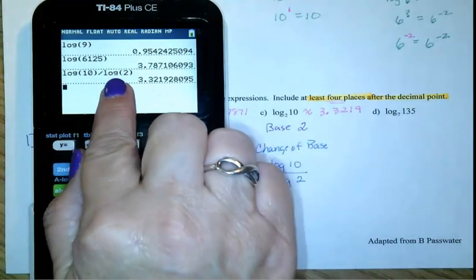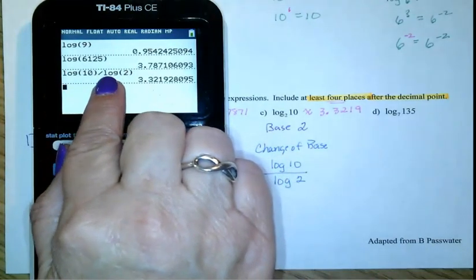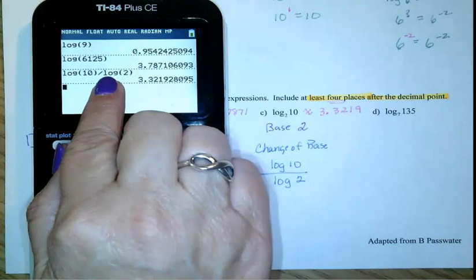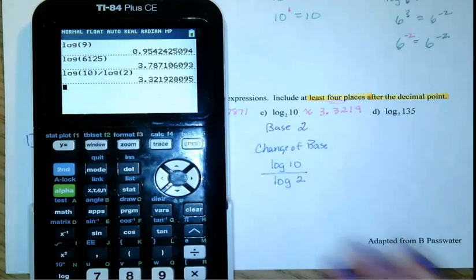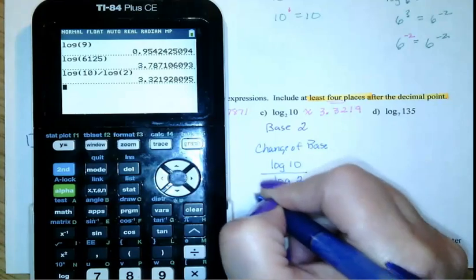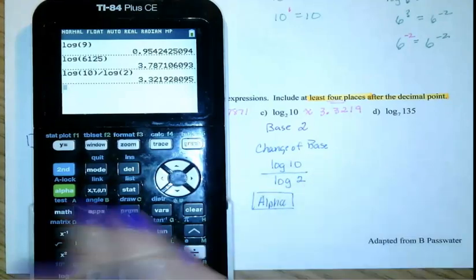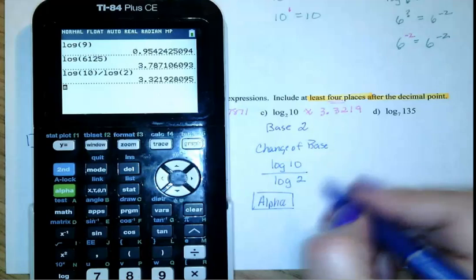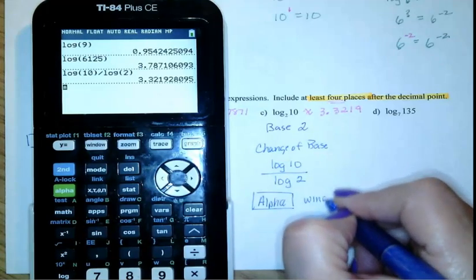Now, with our new calculators, we do have a template that we can use, but I wanted you to understand this first because I do get people that don't use the template. They just find it's easier to type it in like this and keep going. But the calculator does have a template for you to use to do any other base besides 10 or E. You get to that by pressing alpha. That's the green button. And so you're going to press alpha, and then you're going to press window.